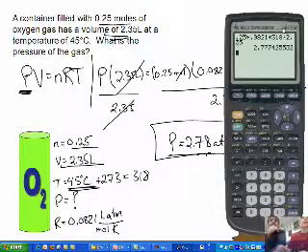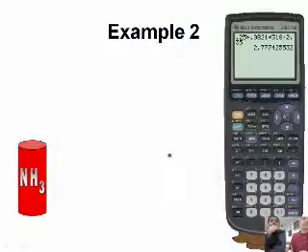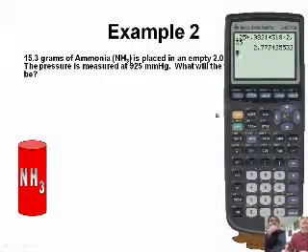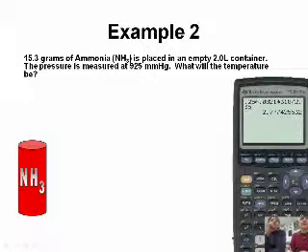I think we should do another example. All right, let's take a look at our next example. Example number 2. 15.3 grams of ammonia is placed in an empty 2-liter container. The pressure is measured at 925 millimeters of mercury. What will the temperature be?